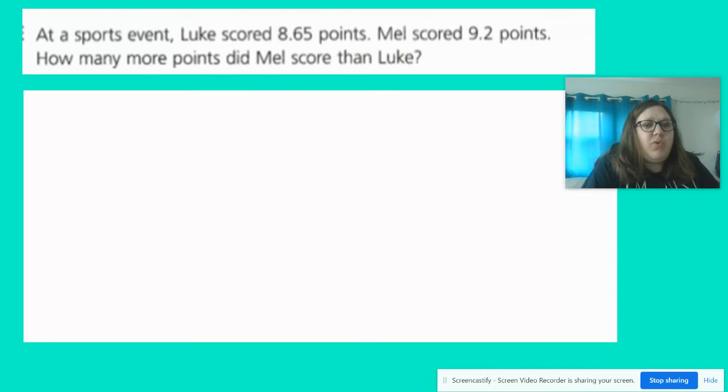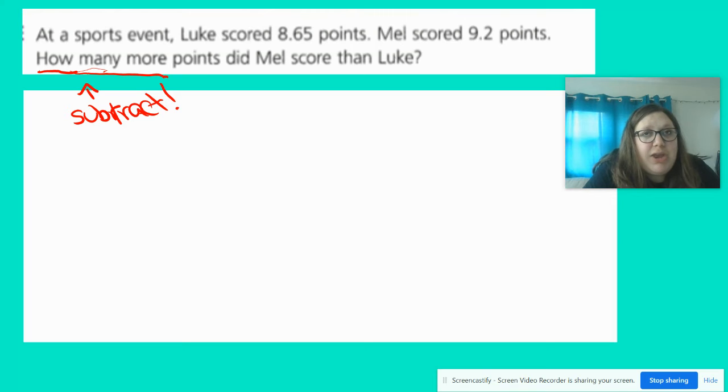At a sport event, Luke scored 8 and 65 hundredths points, and Mel scored 9 and 2/10 points. How many more points did Mel score than Luke? How many more is going to be an important key phrase. The first thing we need to think about is, are we adding or subtracting? In this case, that phrase, how many more, means to subtract. How many more, how much greater, or how much in between, that's always going to mean subtraction. So I would make a note of that for when you're doing your work later.